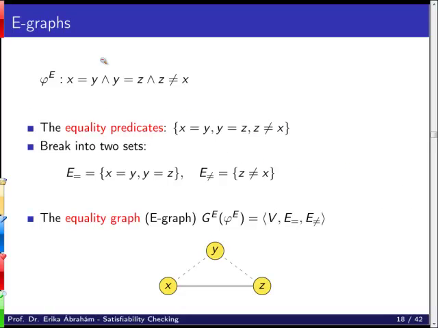First, we have only equalities, no uninterpreted functions yet. Assume we have this formula. In this case, this is a conjunction, but it could be an arbitrary combination. Then we use E as an index to denote that it is only an equality logic formula. And we determine the literals which appear in it. This is x equals y, y equals z, and z does not equal x. And we break it into two sets. The first set contains the equalities, the second the inequalities.